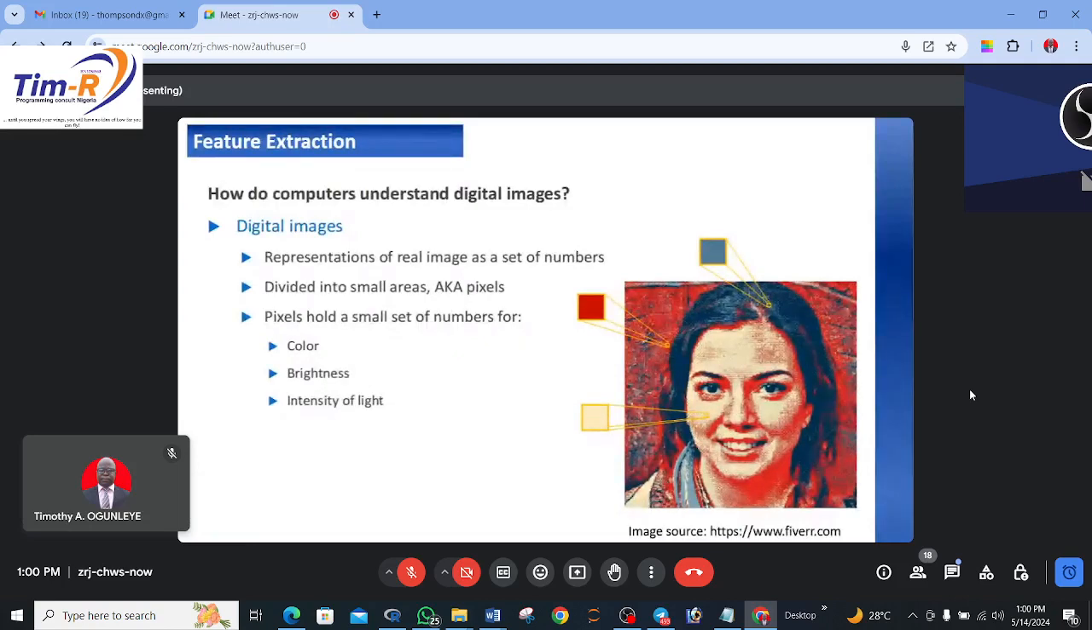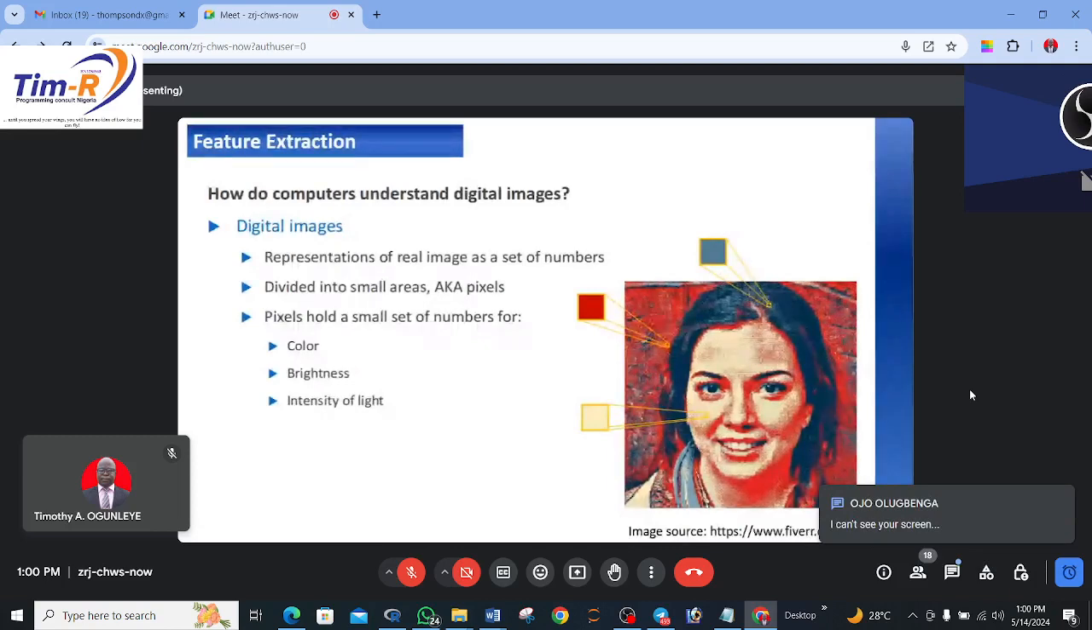So when we talk about digital images, one thing there is that representations of a real image are a set of numbers. That's the point. One thing we should know is that there are zeros and ones and they are just numbers. And they can be divided into small areas, which are called pixels. And pixels hold a small set of numbers for color, for brightness, intensity of light. That's what we should know. So that's one thing that is generic to digital images.